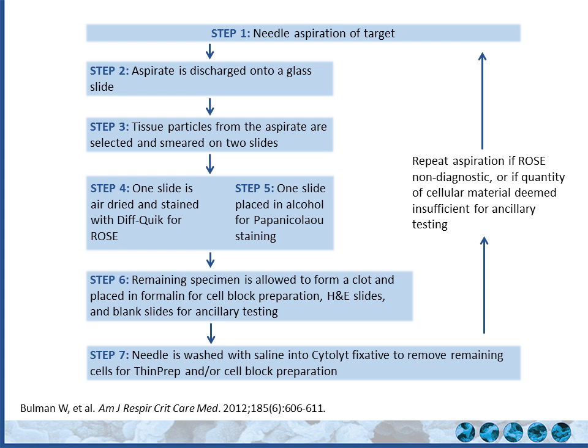The remaining specimen is allowed to form a clot and put into formalin for cell block preparation. This cell block functions as any other needle core biopsy, and all molecular testing can be done on that cell block, as can other special stains, H&E or IHC stains. The needle is washed with saline in the CytoLyt fixative, and then if more material is needed, if the ROSE is non-diagnostic, then the procedure can be repeated.